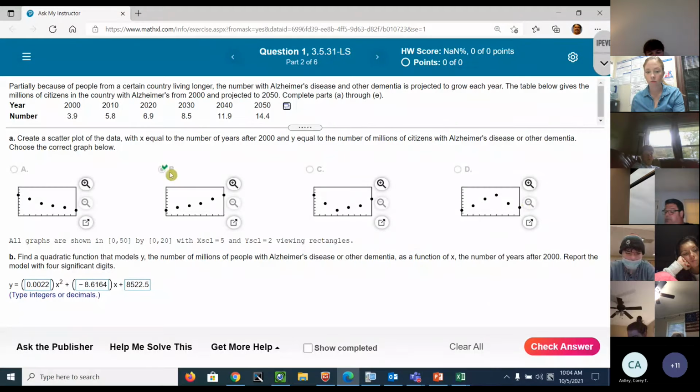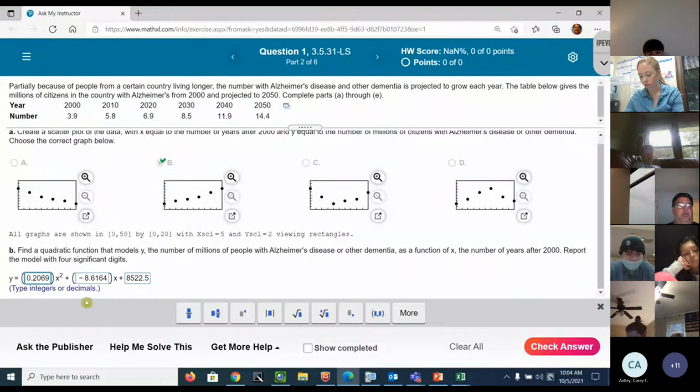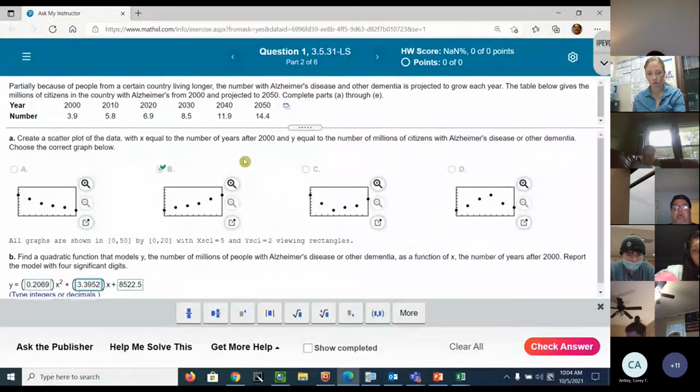And then you see 0.2069 and 3.3952. Oh, they want to do a quadratic. I didn't read that. Where did they say do a quadratic? Find a quadratic model. Okay, my fault.